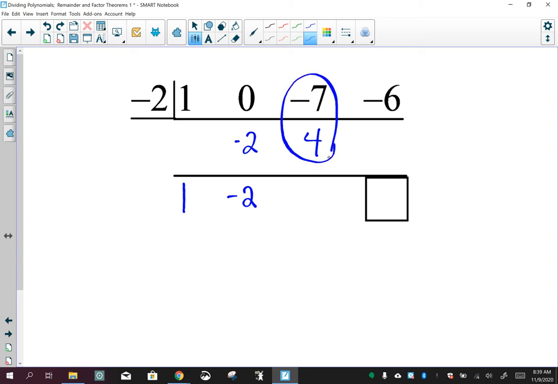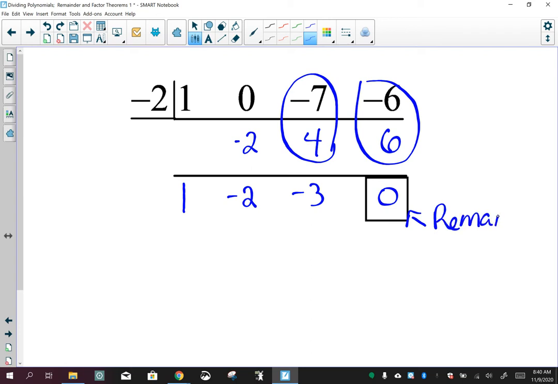Combine these two together, I get a -3. -2 times -3 is a +6. Combine these together, and I wind up with a 0. So you notice once you get to this little box right here, you're done. This box right here, this is your remainder. So if you have a 0, that 0 means that this is an actual factor of the problem.